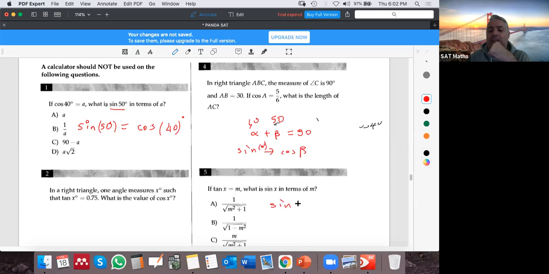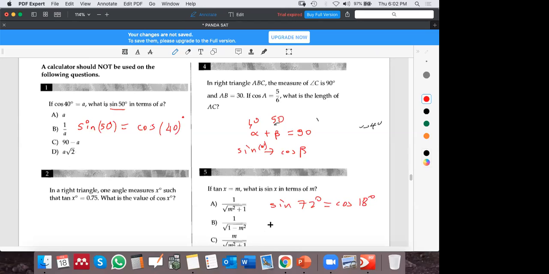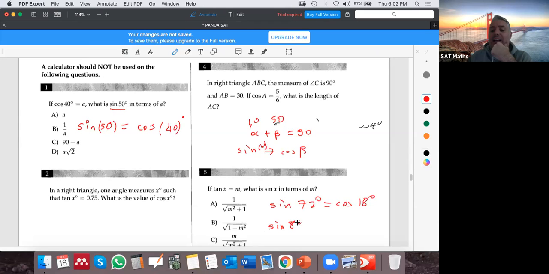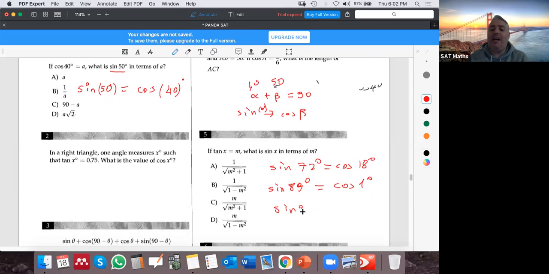For example, what is sine 72? Can you tell me? It is cosine of 18. What is sine of 89 degrees? It is cosine of 1. Okay? What is sine of 90 degrees? It is cosine of 0.